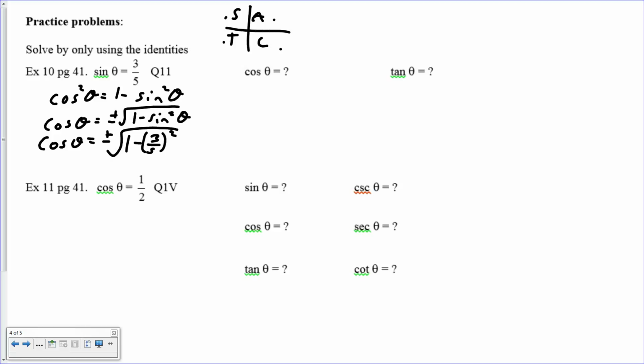This requires some fractional work. Remember, 1 is the same thing as 25 over 25. Subtract them off. And you're going to ultimately see that the cosine theta is going to be 4 over 5.